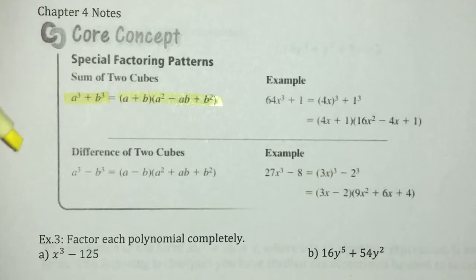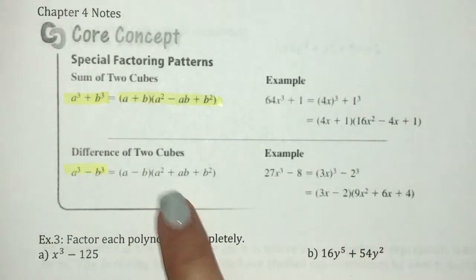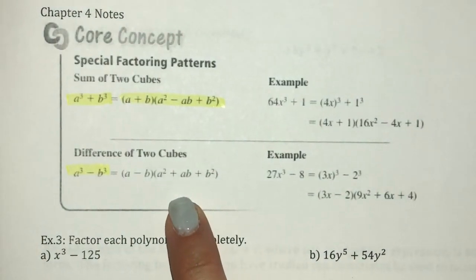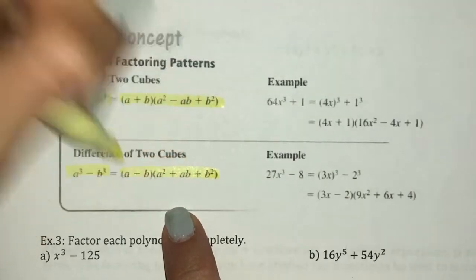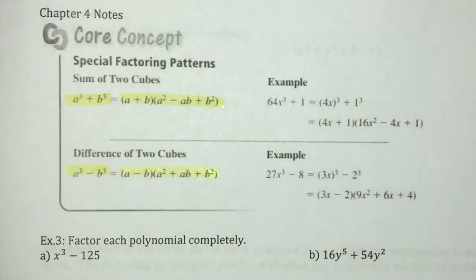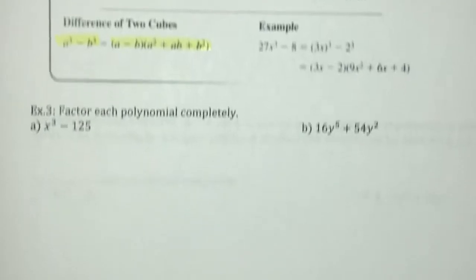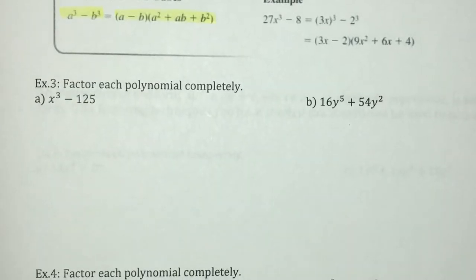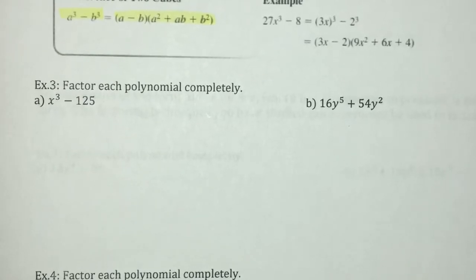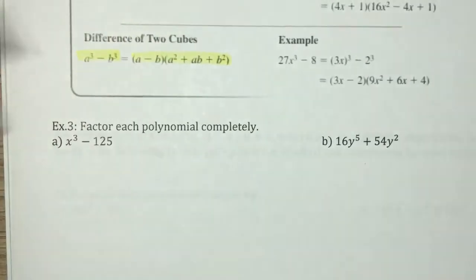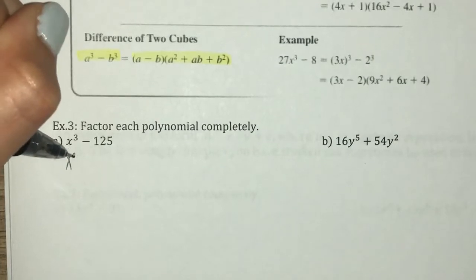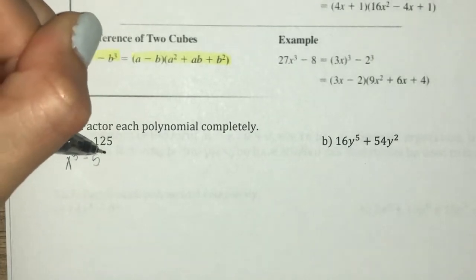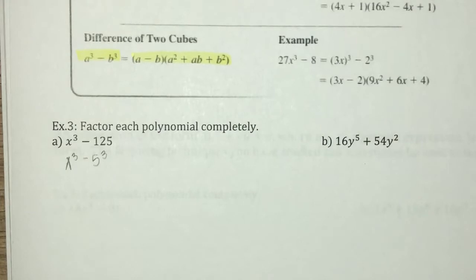And then if you have a difference of two cubes, so a cubed minus b cubed, that factors into a minus b times a squared plus ab plus b squared. So for example 3, if we want to factor these completely, we have x cubed minus 125, which is also a perfect cube. I could rewrite this as x cubed minus 5 cubed, because 5 times 5 times 5 is 125.